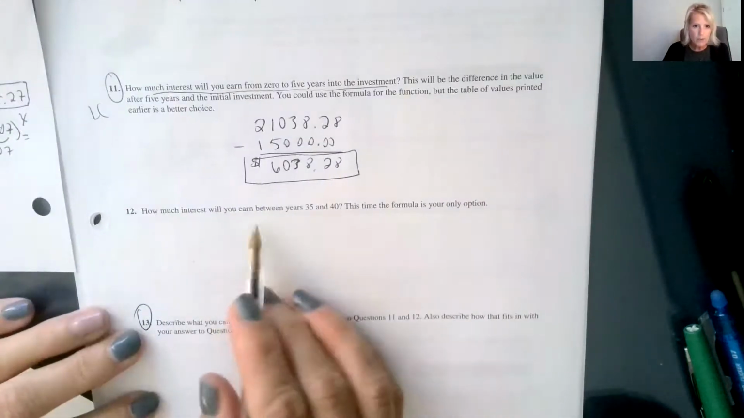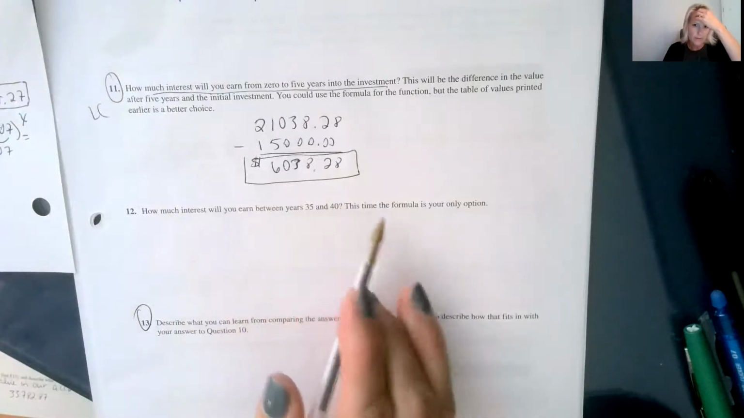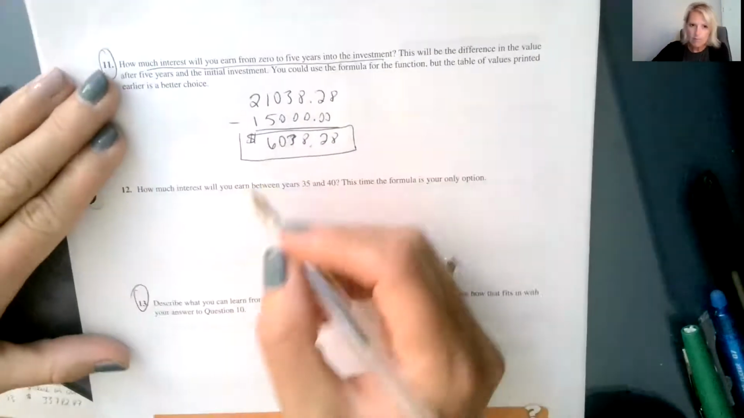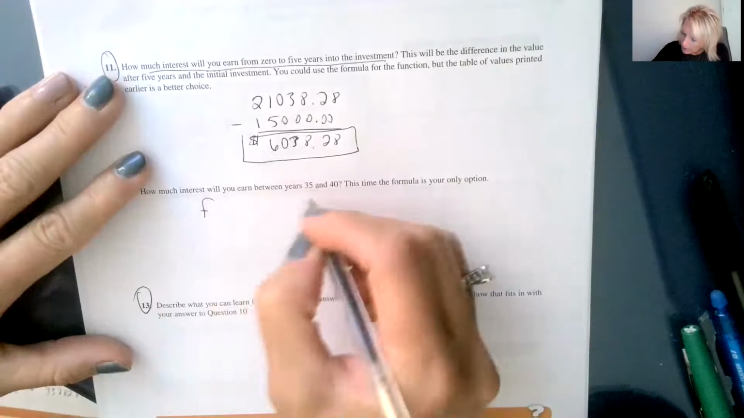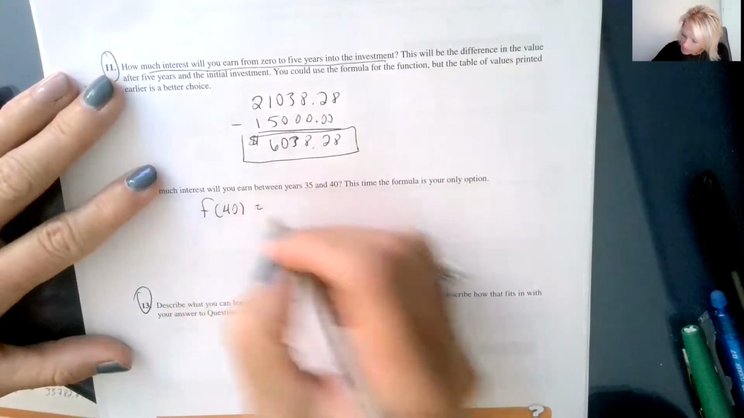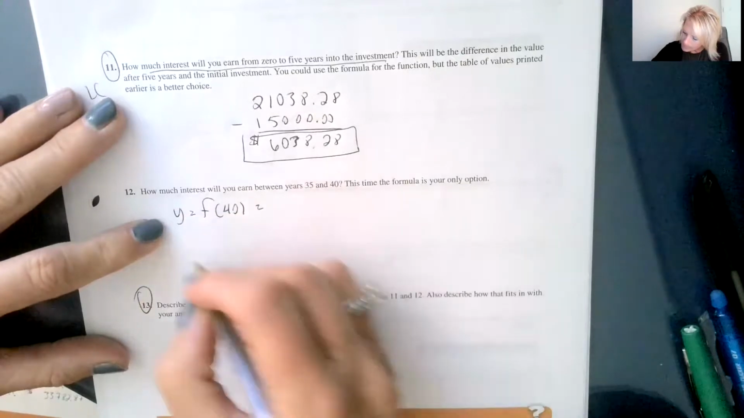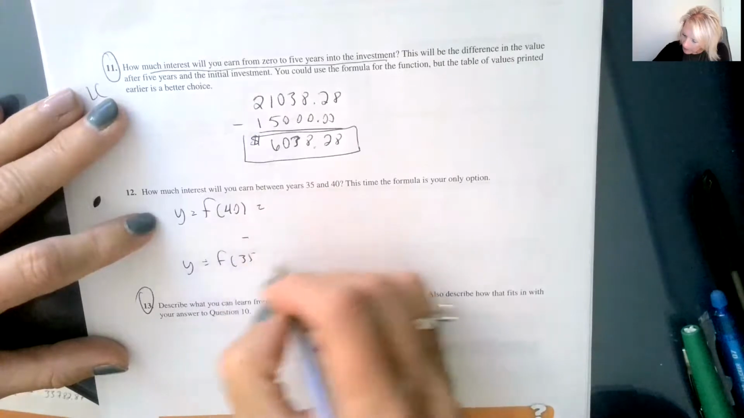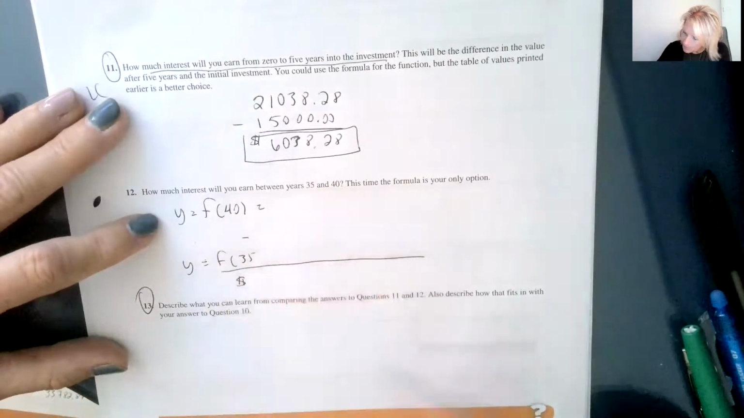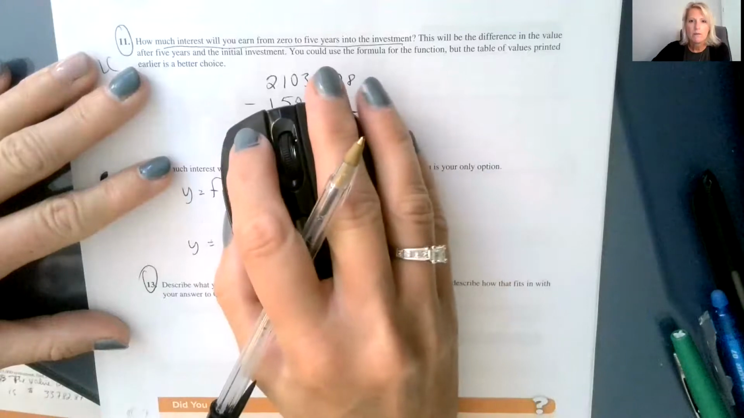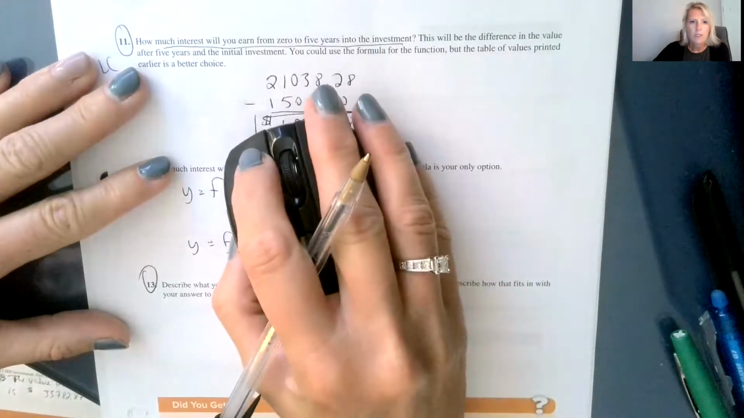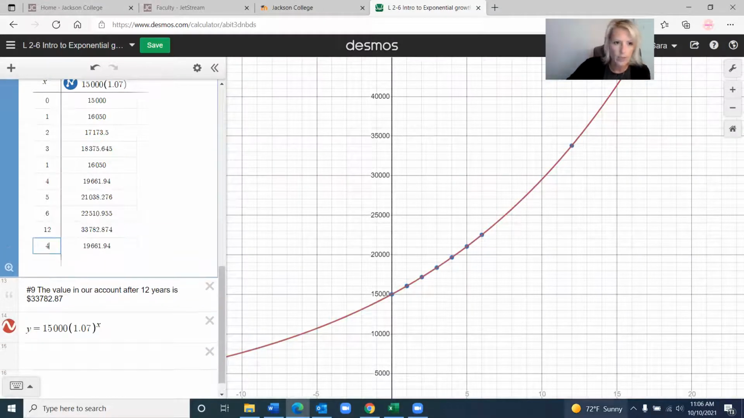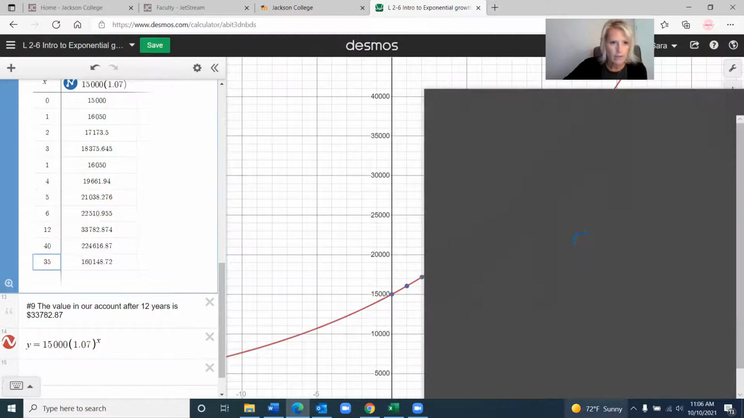Number 12 says, how much interest will you earn between years 35 and 40? This time the formula is your only option. So let's find our function at 40. And then we can subtract our function at 35 and find the difference. Let's go back to Desmos here to do that. So we can just go to our table, which is super nice, and we can find 40 and 35.